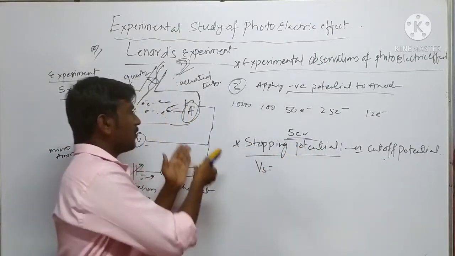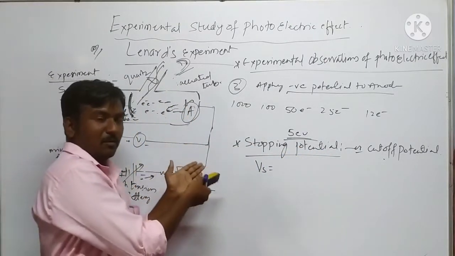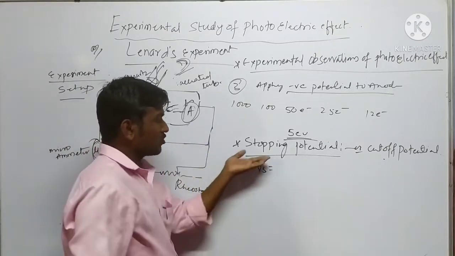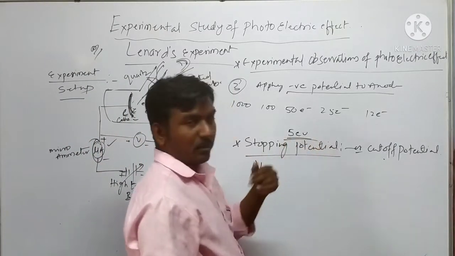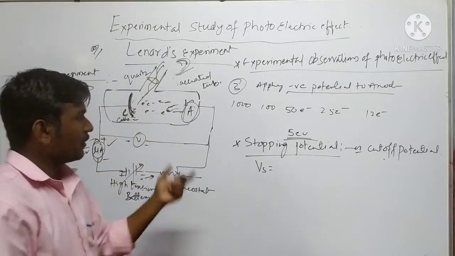So this is the minimum amount of voltage required to stop the photoelectric effect, and that is called stopping potential.